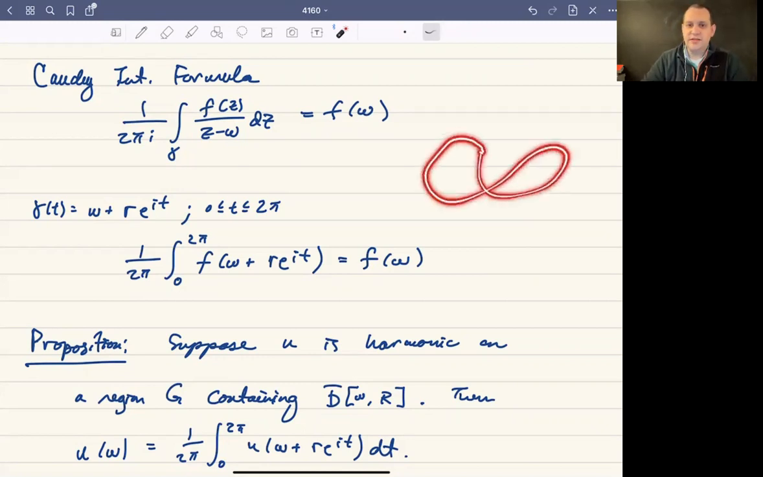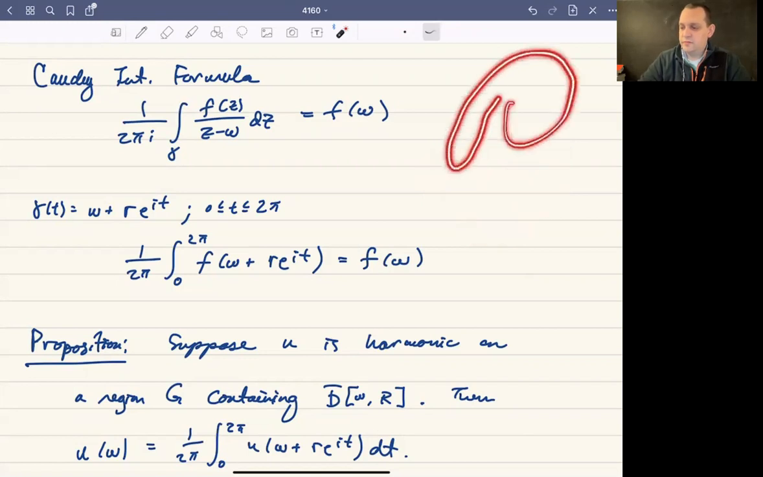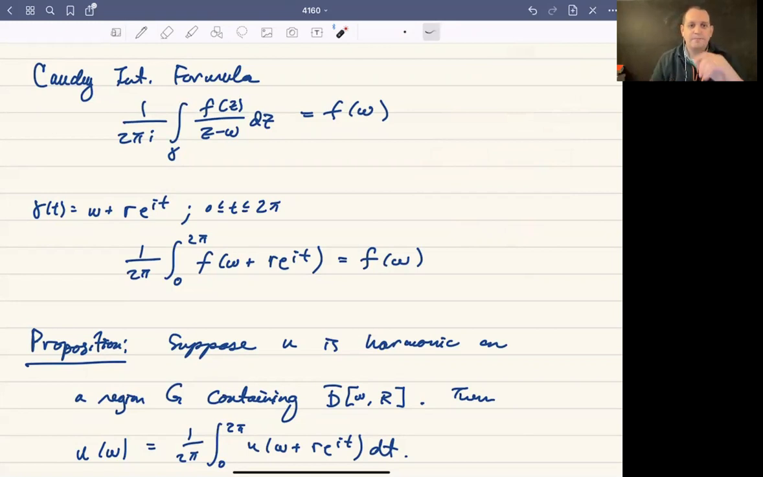So that's a curve that's not simple. Oops, here's a curve that is simple, right? It just doesn't self-intersect except at the endpoints. So under those conditions, Cauchy's integral formula is valid. And in particular, if you think about gamma being a circle of radius r, so if this circle of radius r is inside this region G, then we get the following corollary.